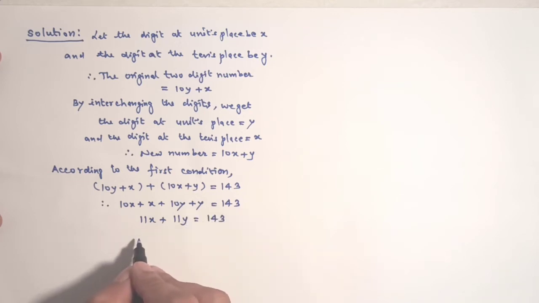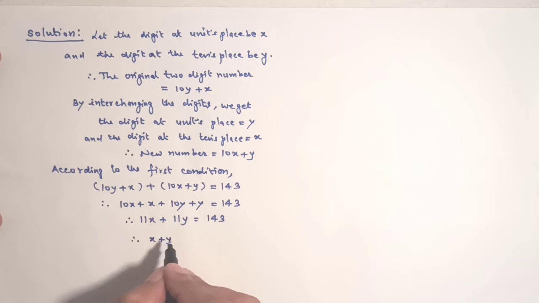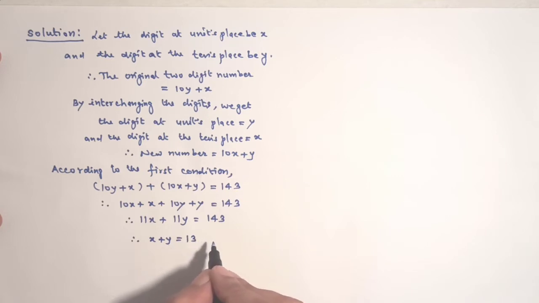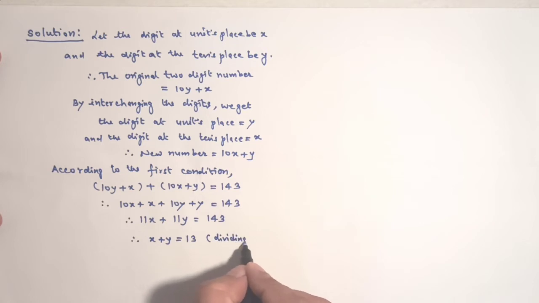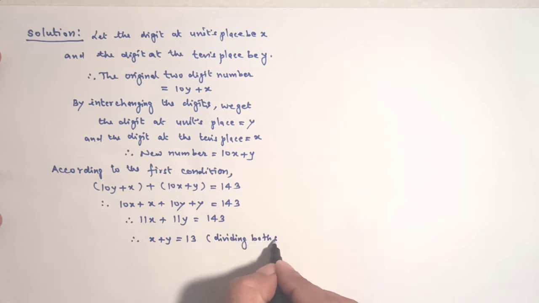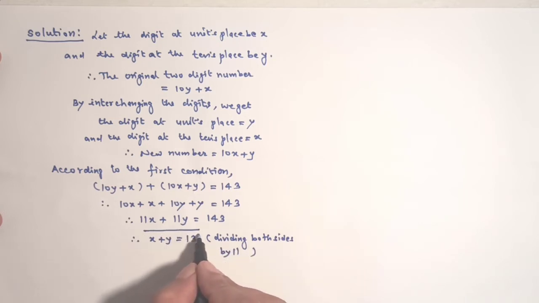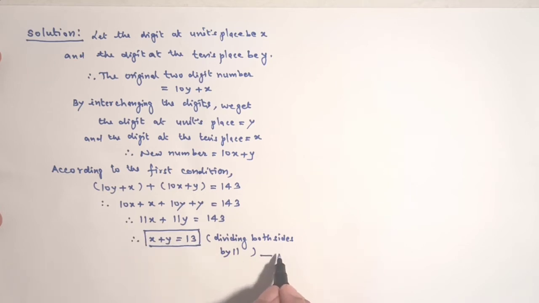You divide throughout by 11, so you will get x plus y is equal to 13. You are dividing both sides by 11. So x plus y is equal to 13 is your first equation.